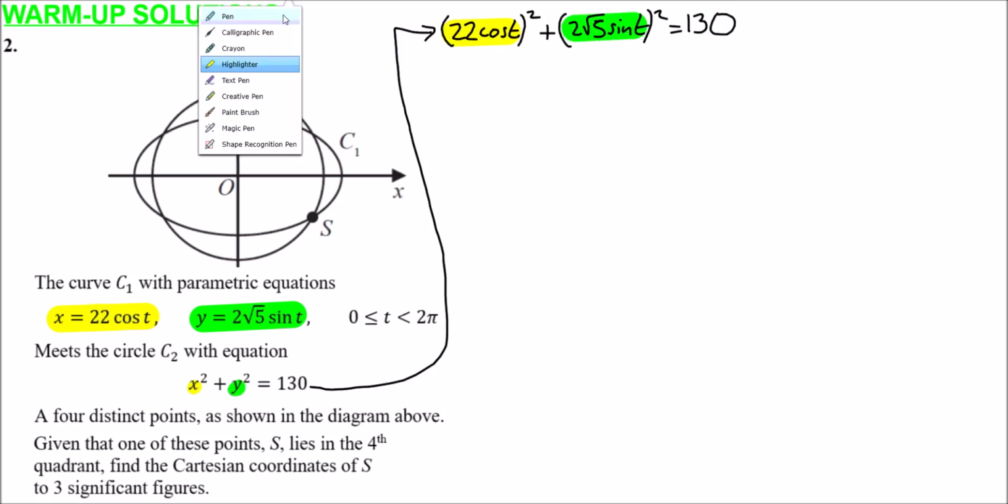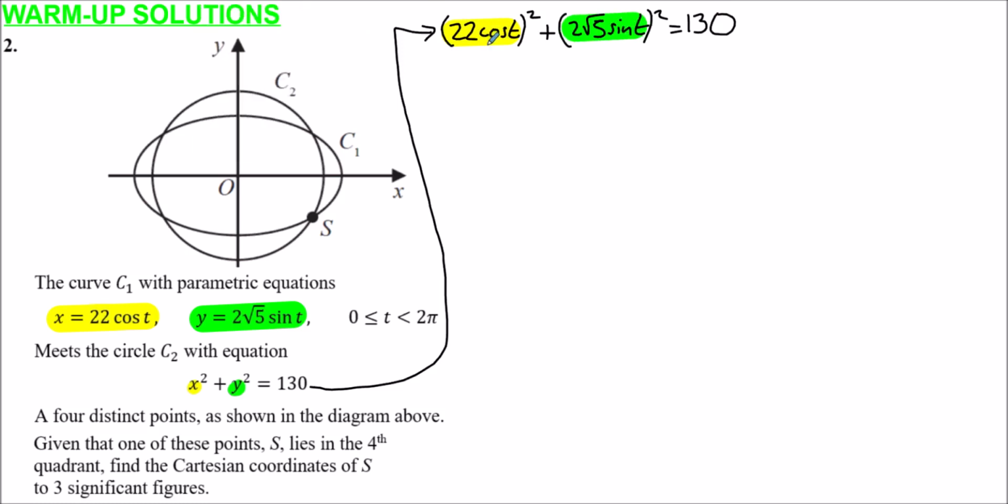So next we can expand these brackets. So 22 cosine t, 22 squared gives 484, so that's going to give 484 cos squared t. 2 squared is 4, √5 squared is 5, so I'm going to get 4 times 5, which is 20. Sine squared t equals 130.